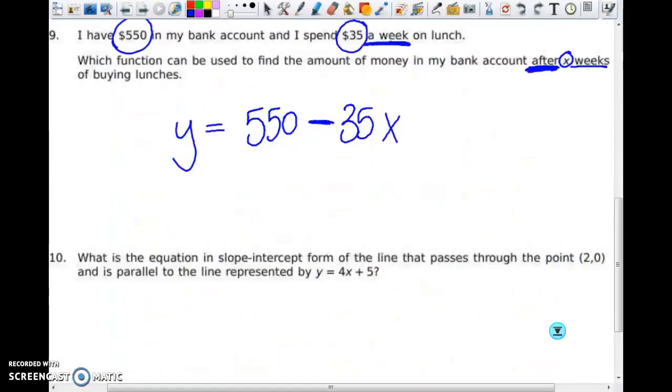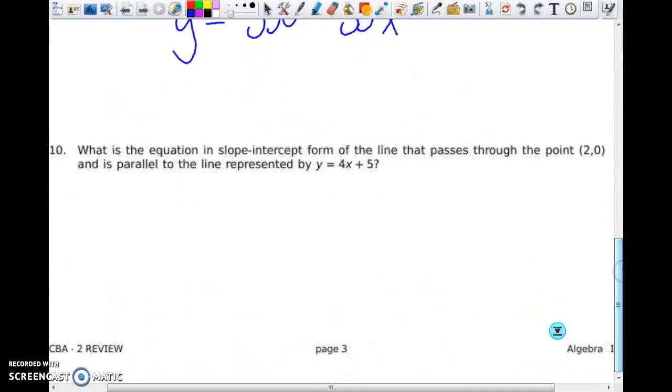Alright. Number 10. What is the equation in the slope-intercept form of a line that passes through the point 0, 2 and is parallel to the line represented by y equals 4x plus 5? So first of all, I know parallel. What makes them parallel is they have the same slope.